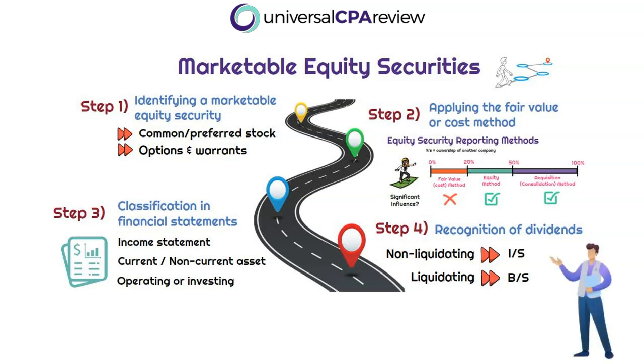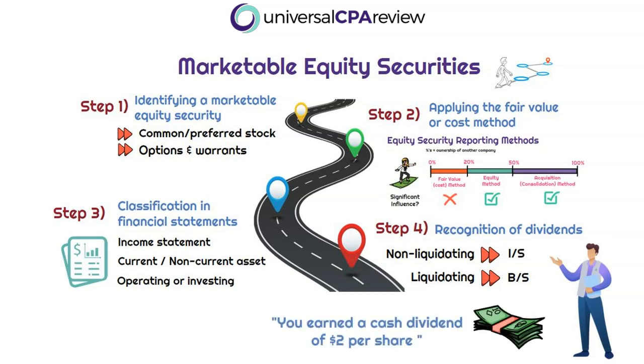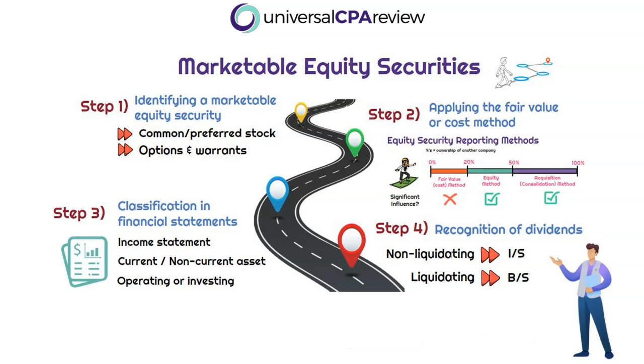But real quick, step 4, the recognition of dividends. As a security holder, whether it's common or preferred stock, you as the shareholder could be entitled to dividends. And these could be non-liquidating or liquidating. Non-liquidating would just be an ordinary cash dividend that's paid out of profits. That's usually good. It means the company has excess cash to distribute to shareholders. If it's a liquidating dividend, well, it could be bad.